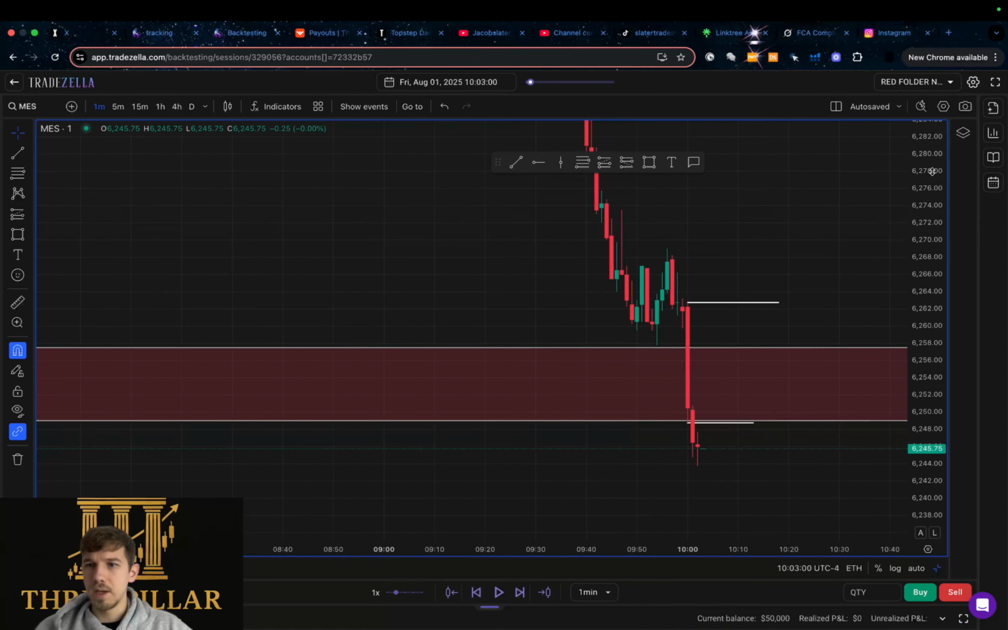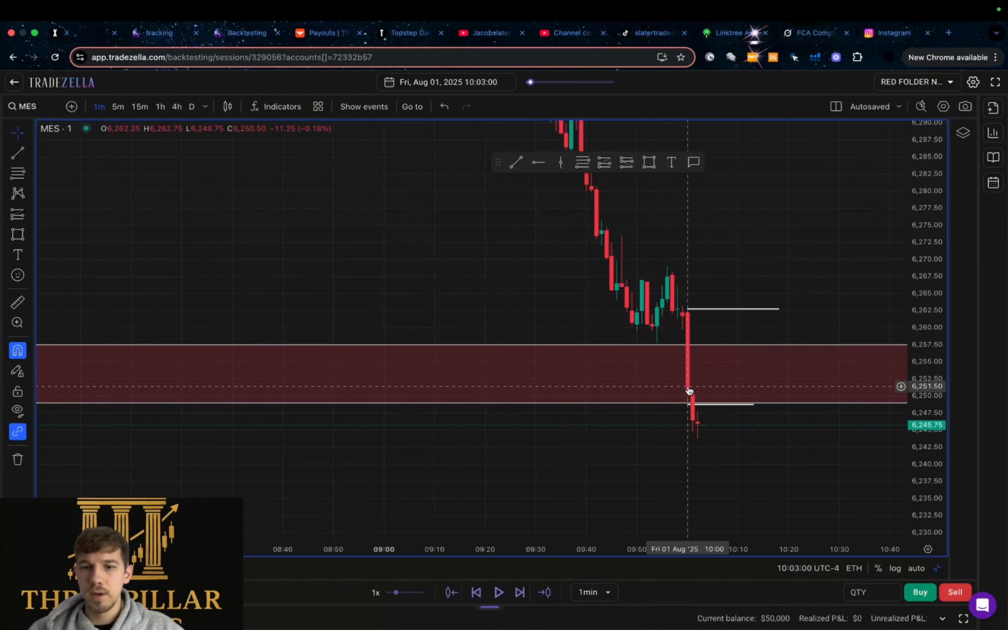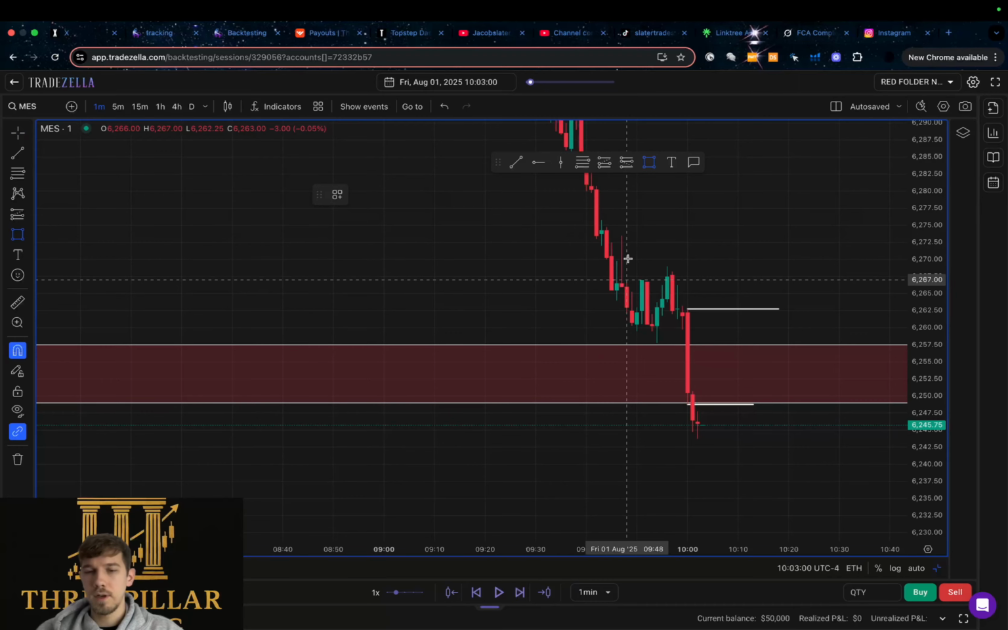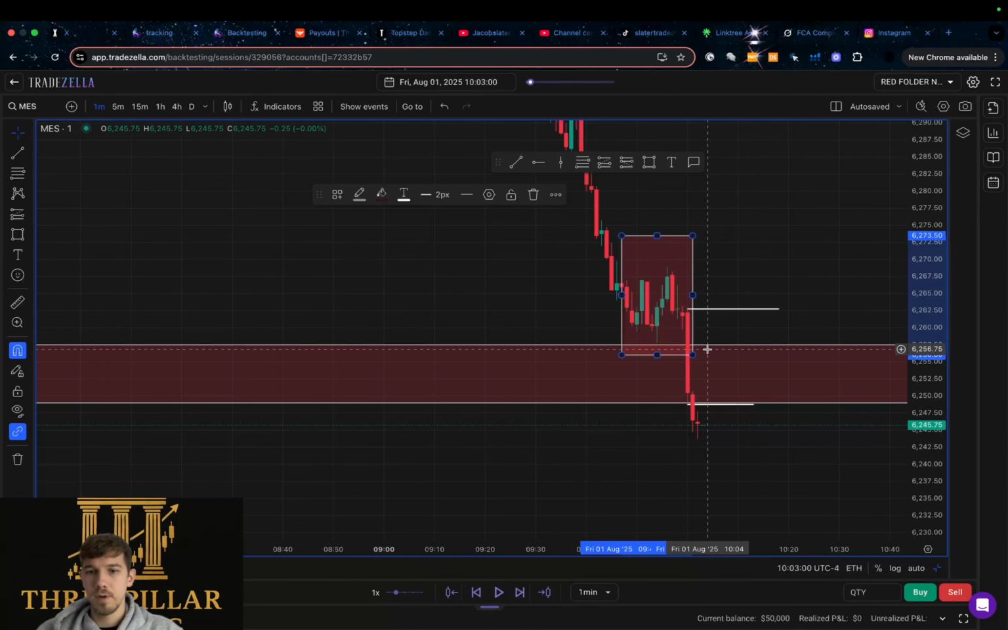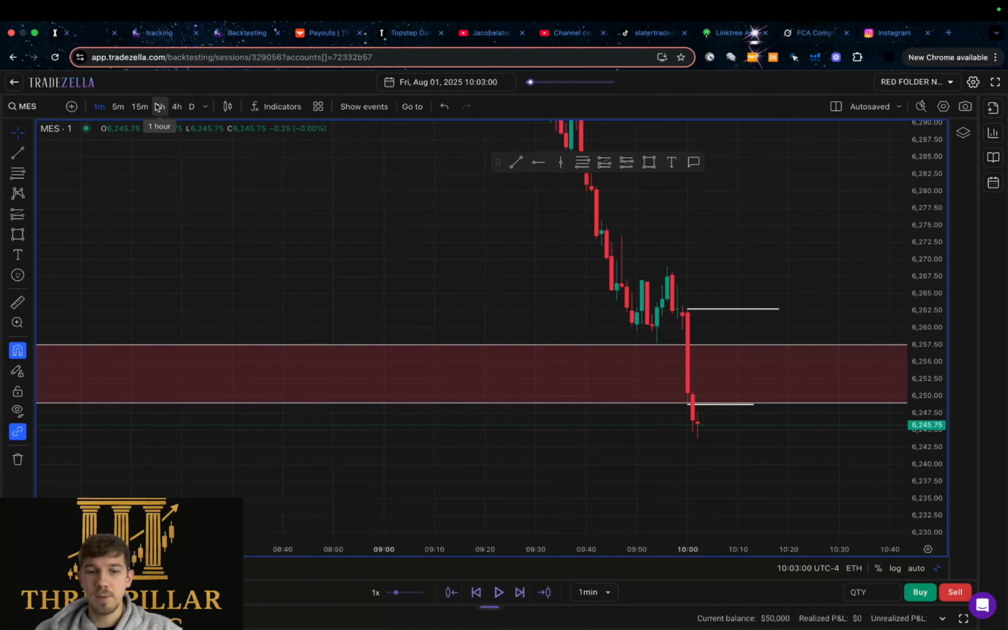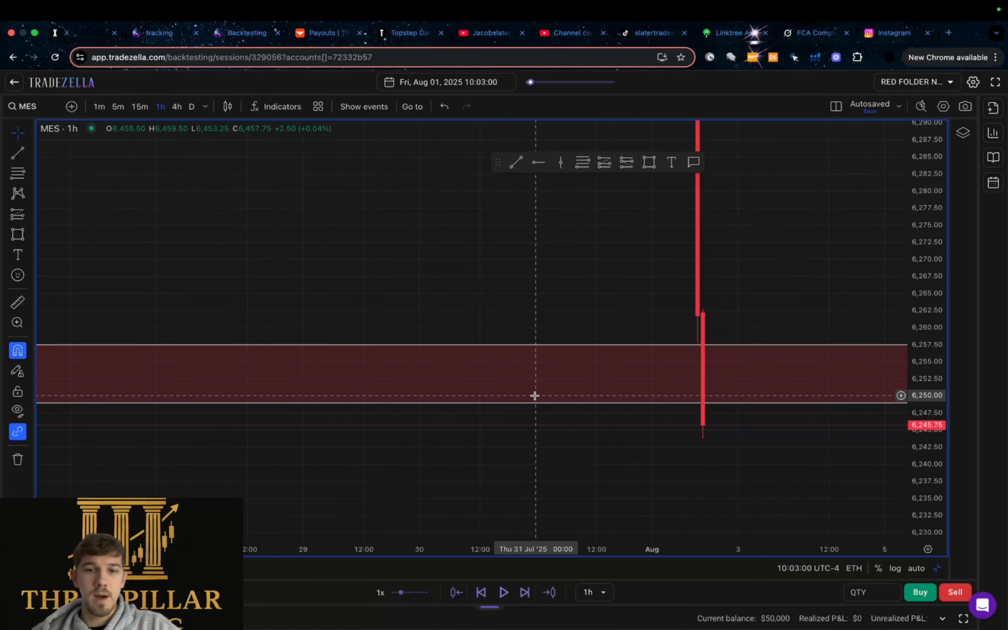So we've got another example here of a red folder news candle, which is 10 o'clock. We had PMI on a Friday. What you get before a news release is accumulation just before, and then you get a manipulation of the sell side. This is how we would use these news candles to form a bias. So we've swept the low of the news candle, so that's fine. We've swept into a 1 hour fair value gap here.